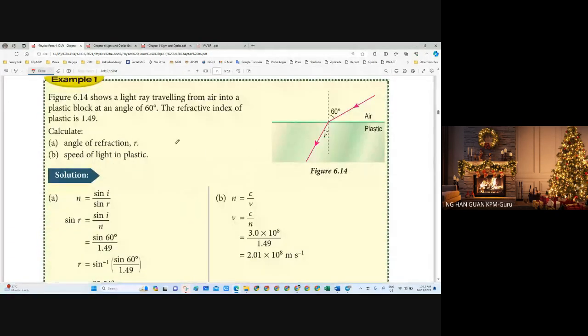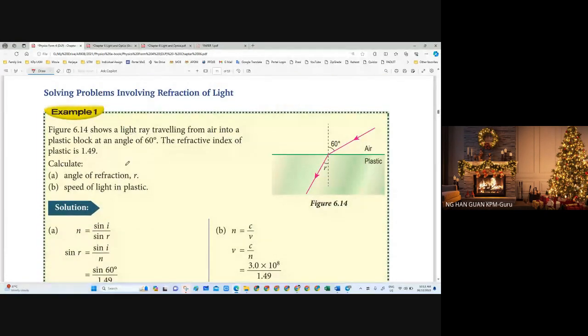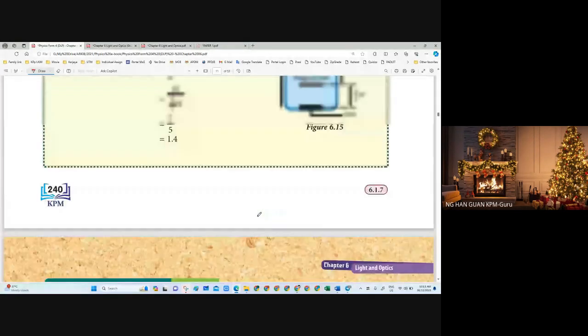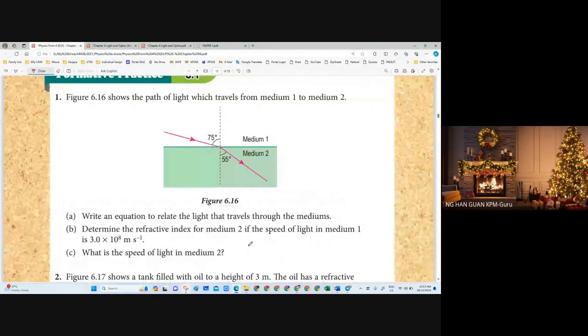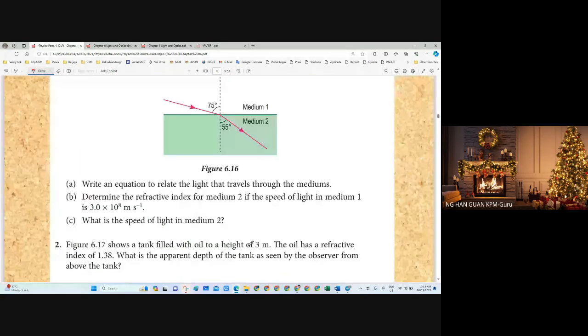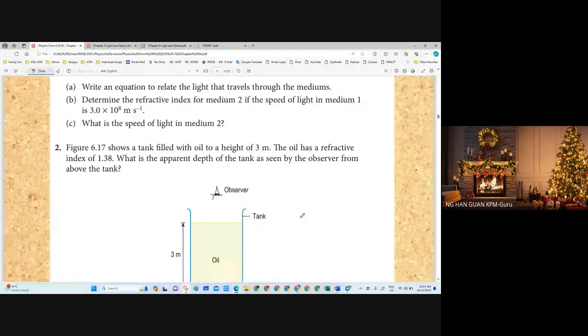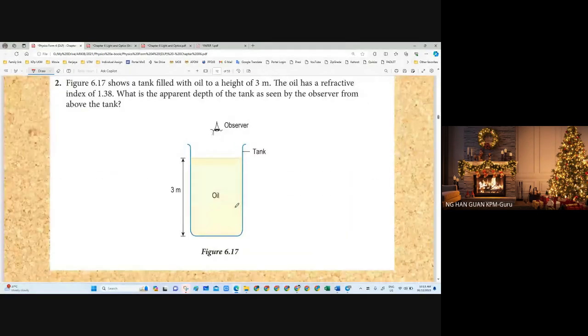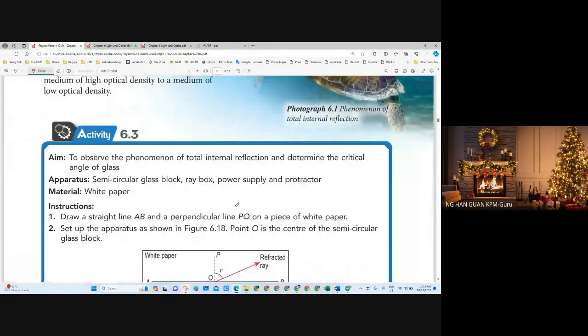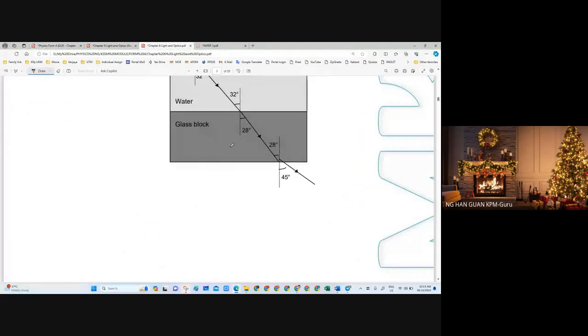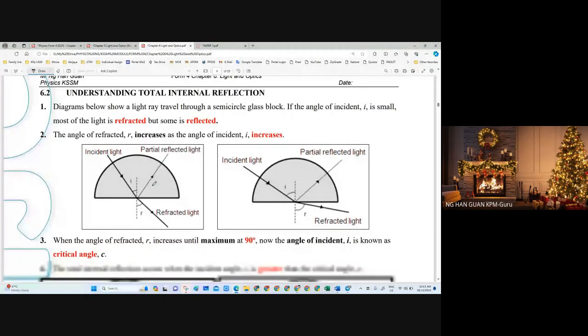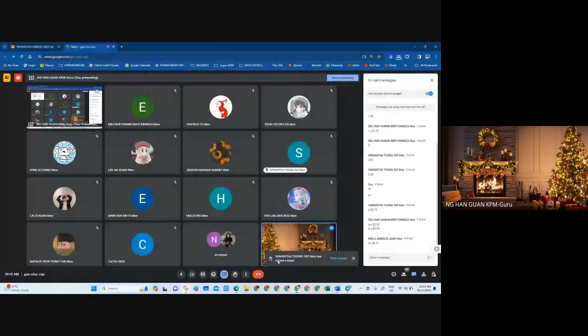Okay, so the other calculations we just practiced already. So examples 1 and 2 here, you can just go through, read only. And then formative practice 6.1. All these questions are similar to what we practiced just now. Okay, so you can just go through it. I will discuss it later. Okay, so now 6.2, total internal reflection. Okay, then you watch the one video first.